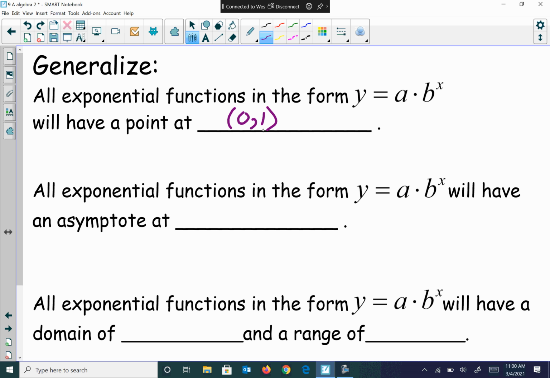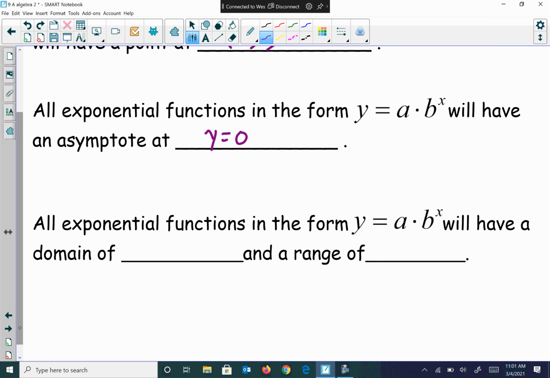Okay, all exponential functions in the form y equals a times b to the x will have an asymptote at y equals 0. All exponential functions in the form y equals a times b to the x will have a domain of negative to positive infinity. If the a value is positive, the range will go from 0 to infinity. Notice it's a rounded bracket on the 0 for a reason, because that's an asymptote. We approach it, but we don't cross it.